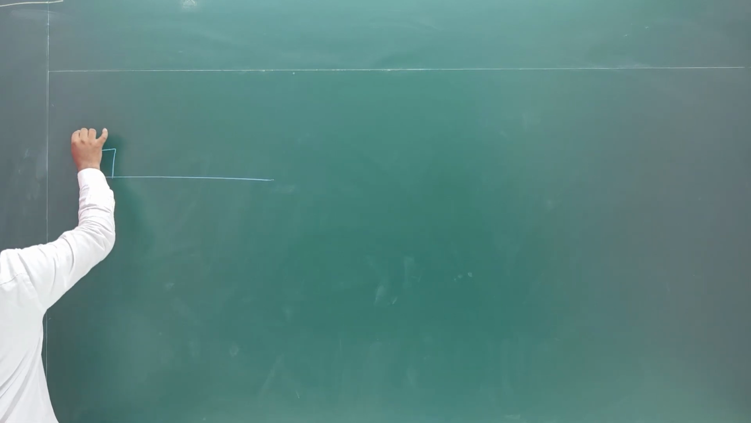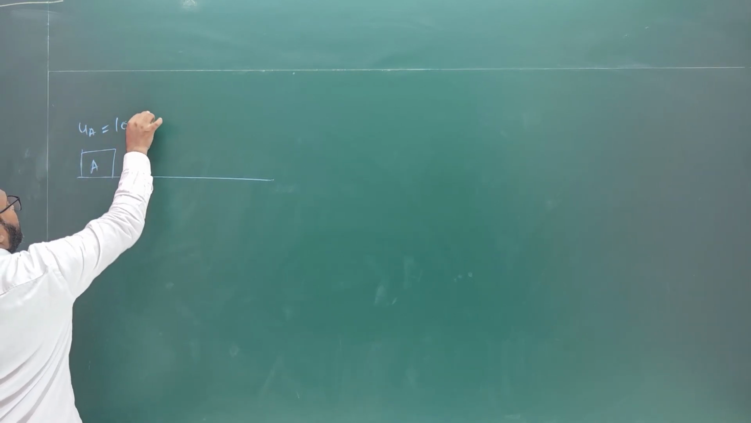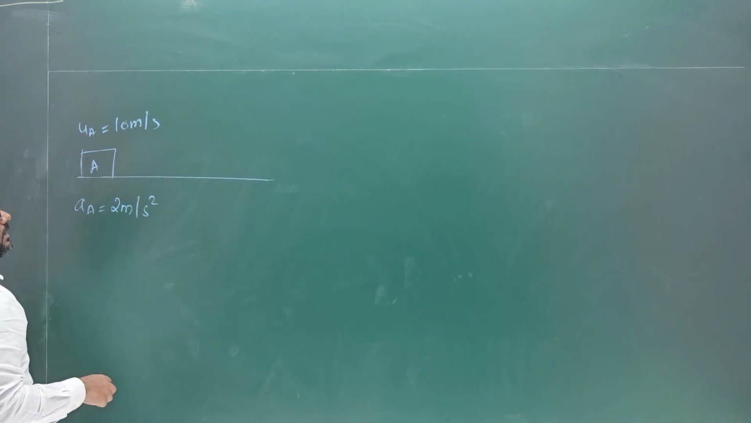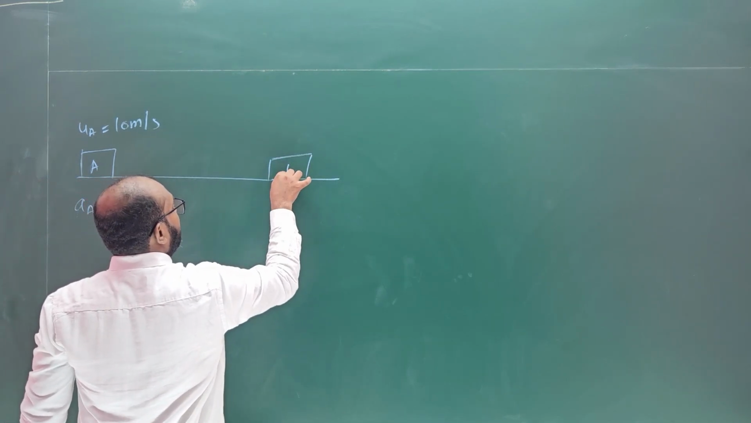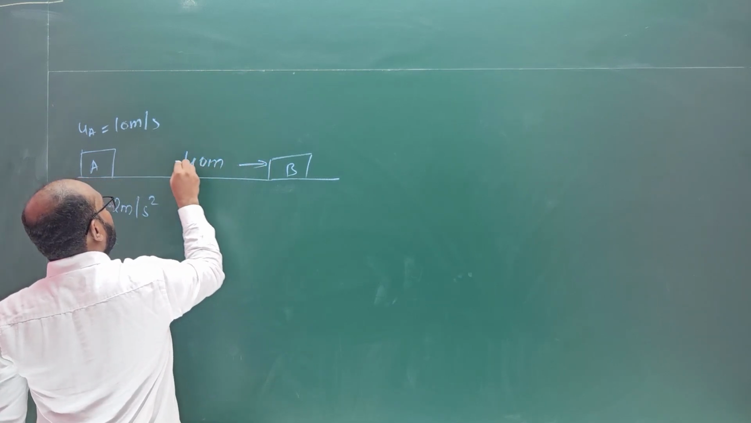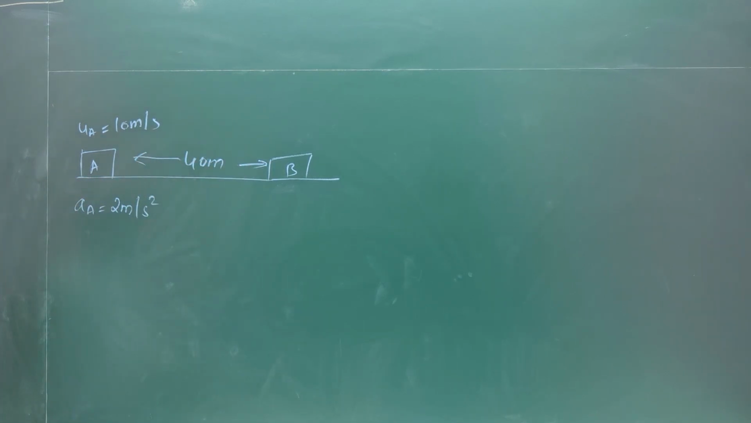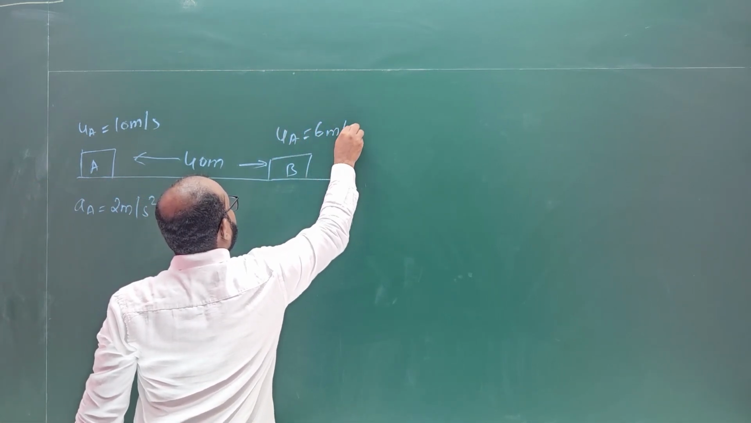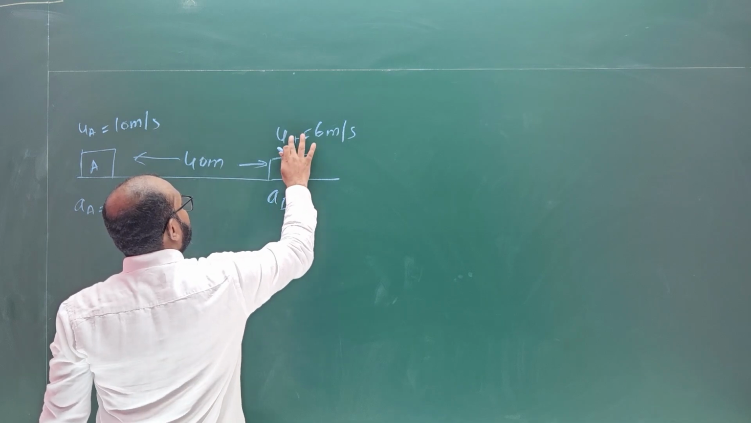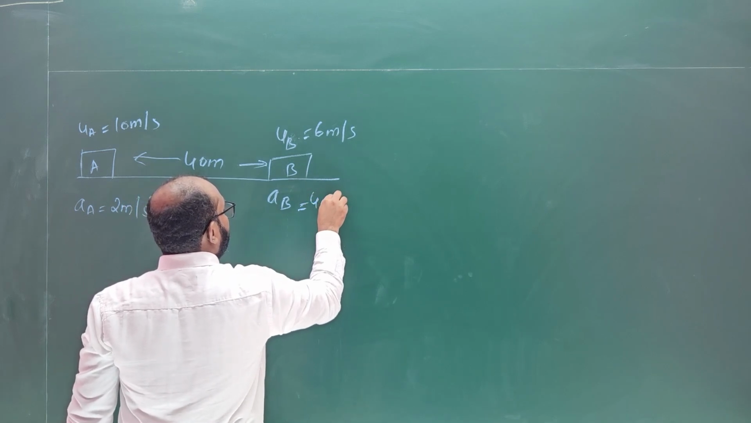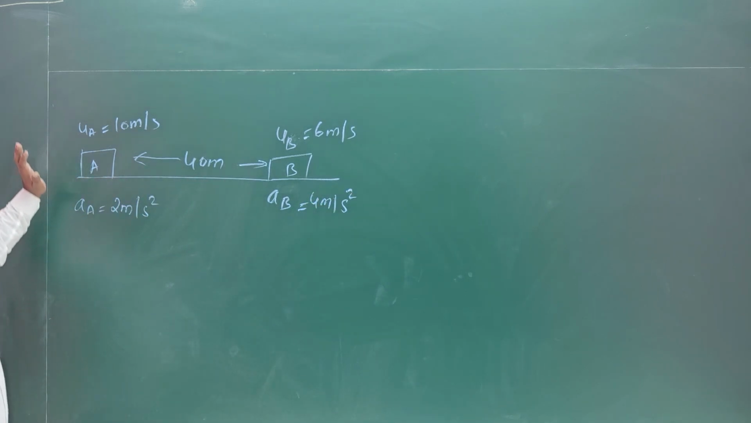Consider this as A, going with 10 meter per second and having an acceleration of 2 meter per square second. Here is body B, and the separation, let's take as 40 meter. Take UA as 6 meter per second, UB is 6 meter per second, and take this as 4 meter per square second. Full stop. Now listen to the question.